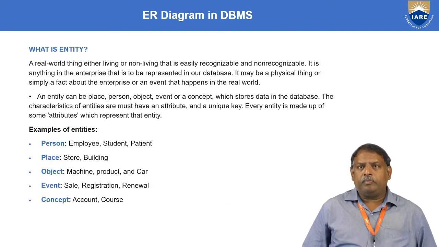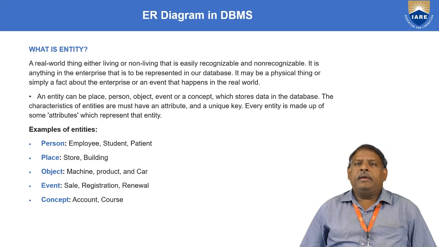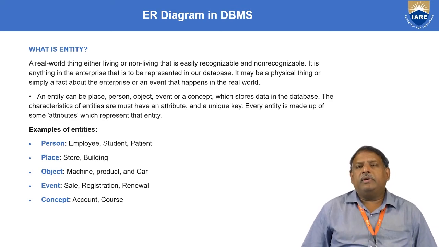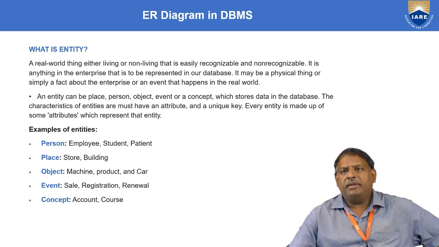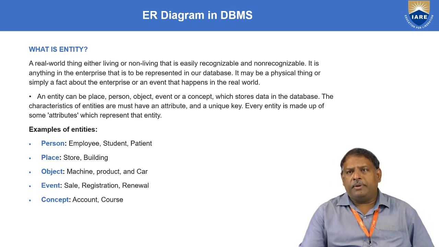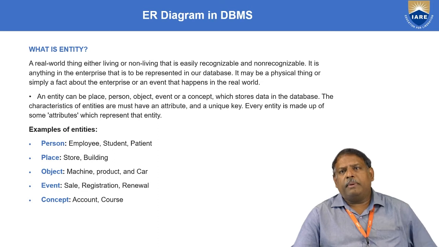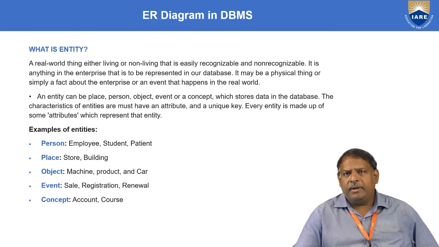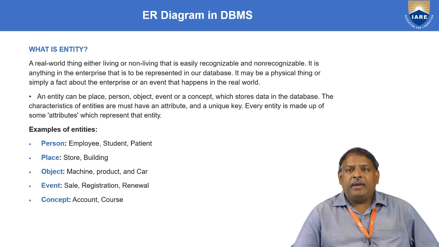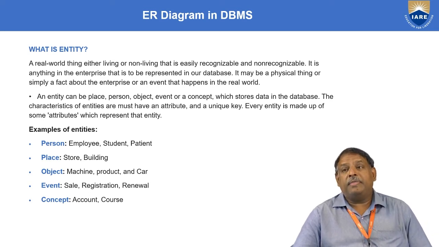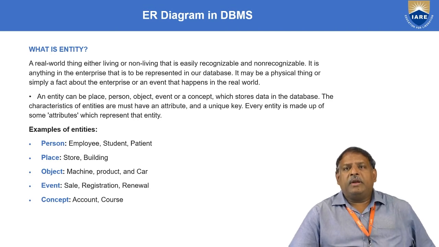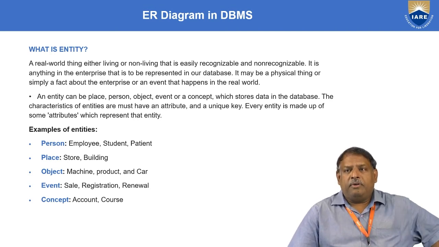Okay. Now, what is an entity? A real world thing, either living or non-living, that is easily recognizable or non-recognizable. It is anything in the enterprise that is to be represented in our database. It may be a physical thing or a simple fact about the enterprise or an event that happens in the real world. An entity can be a place, person, object, event, or a concept which stores data in the database. The characteristics of an entity are that it must have an attribute and a unique key.